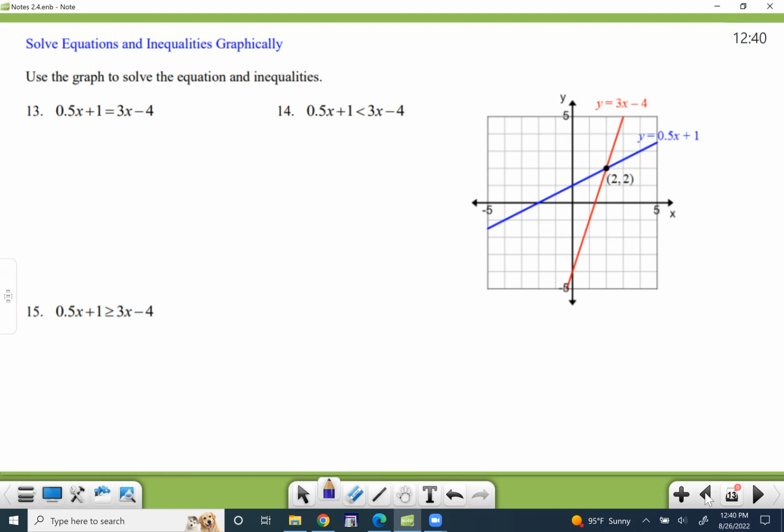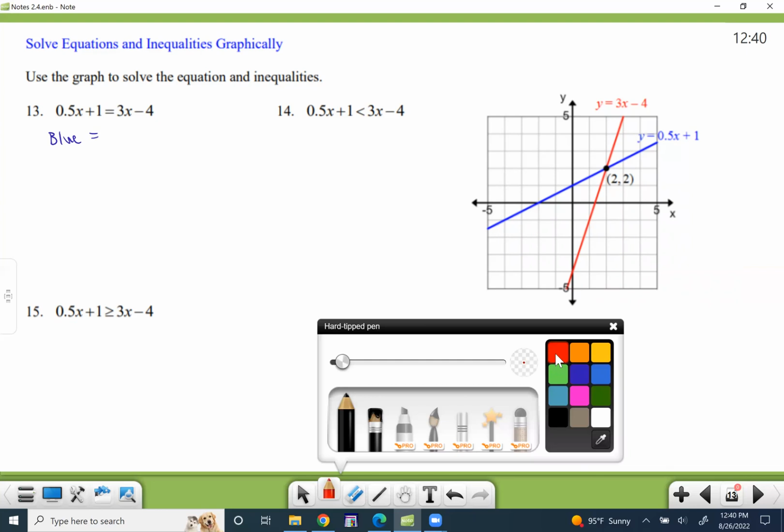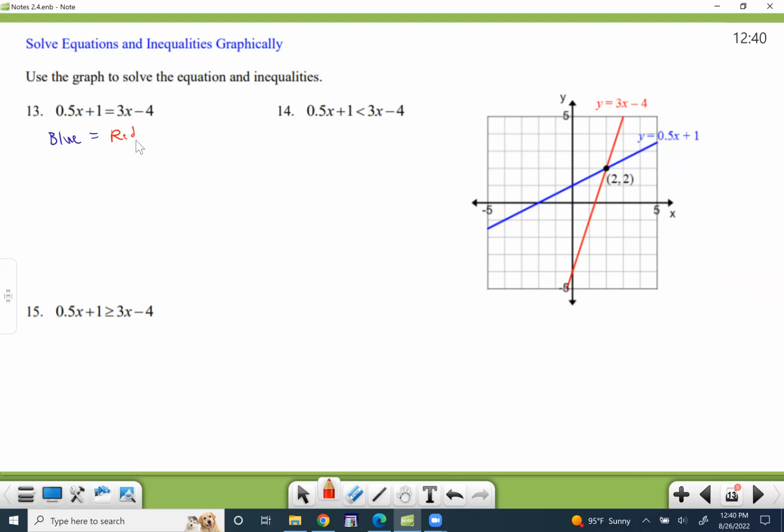I'm going to do it using the picture. Because could we go in here and solve this equation? Sure, we could. But it's asking us, where does 0.05x plus 1, which you'll notice is the blue line, equal 3x minus 4, that's the red line. If we look at when the blue equals the red, right here, this is the only spot where the blue and the red equal each other.